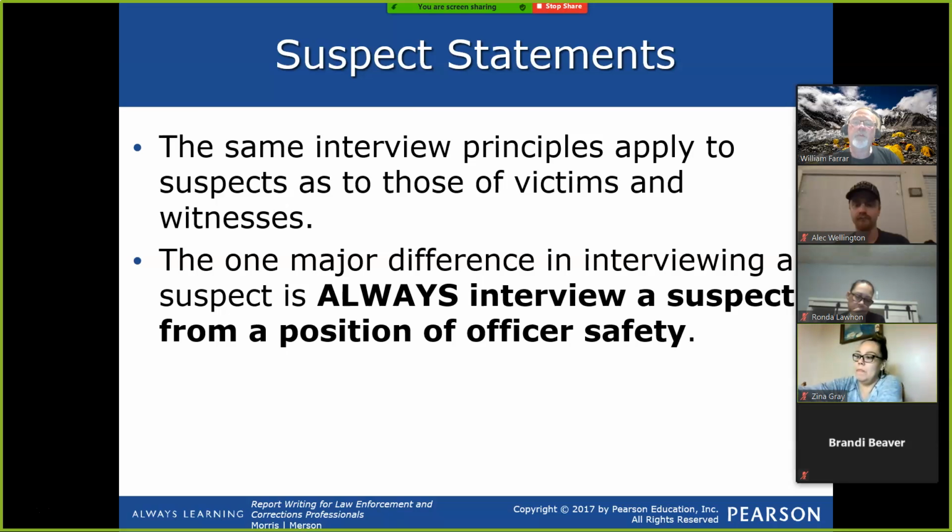Again, with suspects, the same interview principles apply to suspects as to victims as far as questioning, etc. One major difference in interviewing a suspect is that you always interview a suspect from a position of safety. So if you have a homicide suspect in an interview room, should you have them handcuffed or not? What do you guys think?